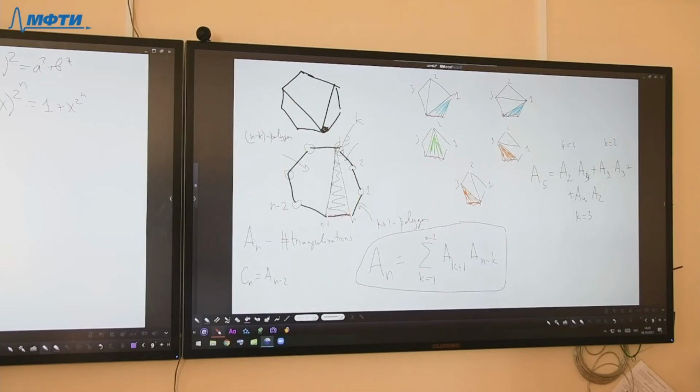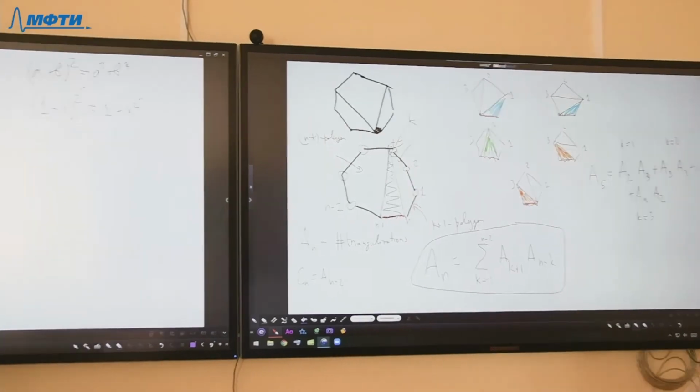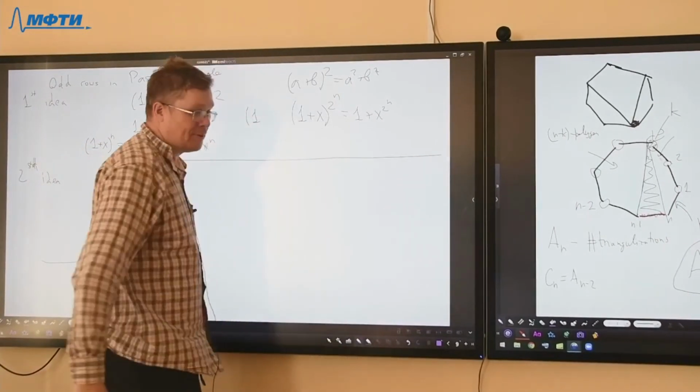formal power series in the previous course, yes? Formal power series. Formal or series? Formal, okay. Power series? No. Series? No. Formal power series. What is formal power series?